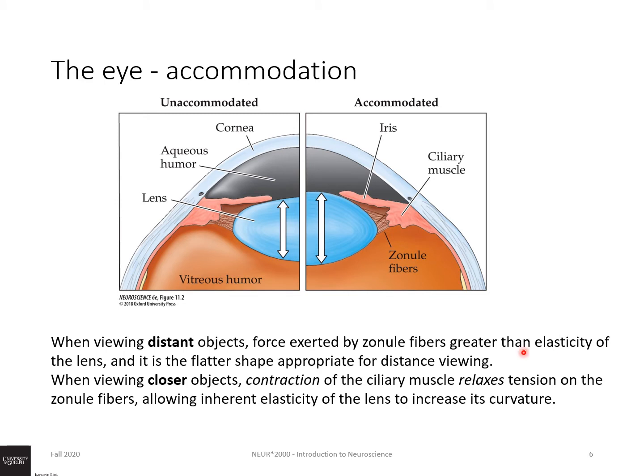So when you're viewing a distant object, the force exerted by the zonal fibers is greater than the elasticity of the lens. And so the flatter shape of the lens is appropriate for distance viewing. But when viewing closer objects, if you contract the ciliary muscle, that relaxes the tension on the zonal fibers, and that allows the inherent elasticity of the lens to increase its curvature.